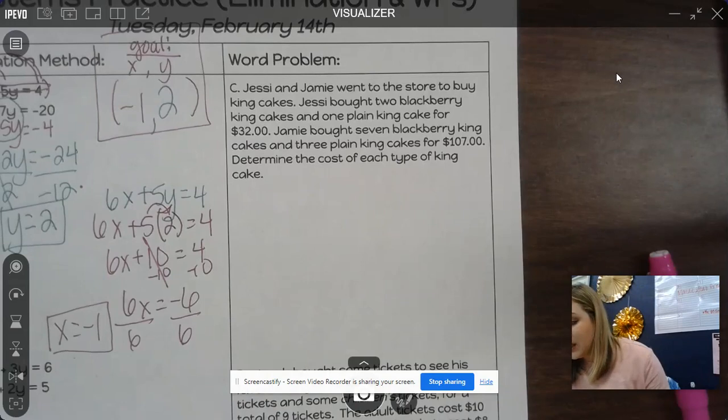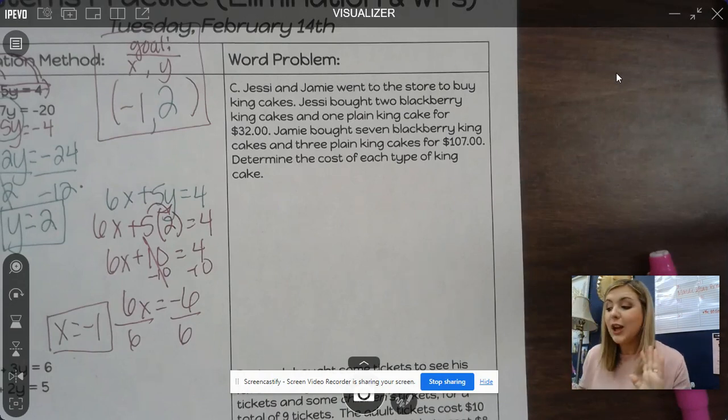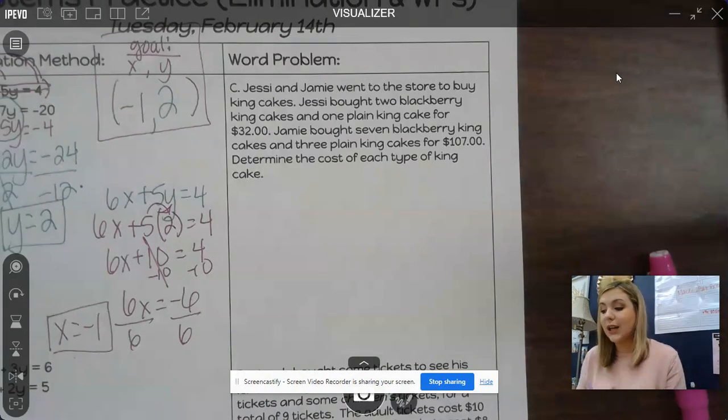Jessie bought 2 blackberry king cakes and 1 plain king cake and spent $32. Jamie bought 7 blackberry king cakes and 3 plain king cakes for $107. It's a lot of king cakes. Determine the cost of each type of king cake.